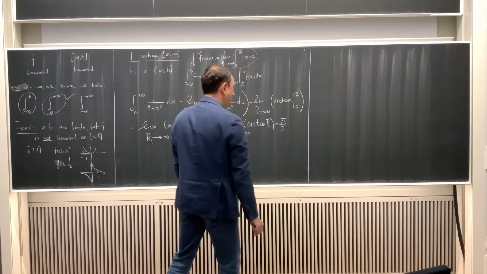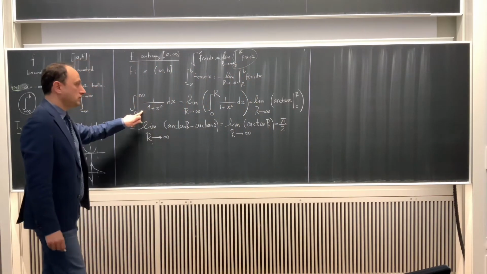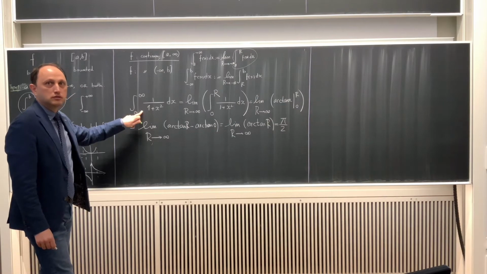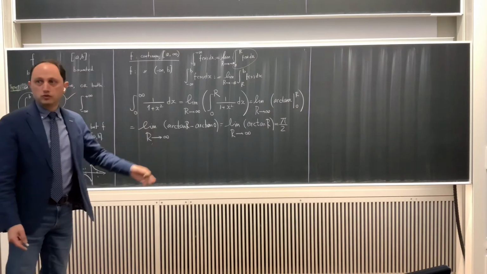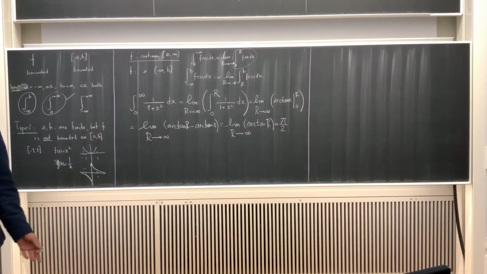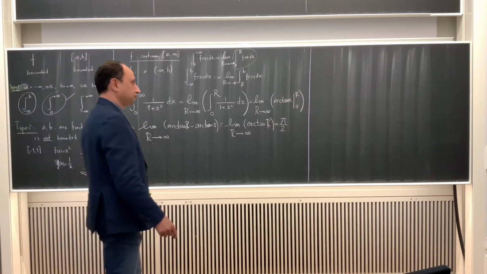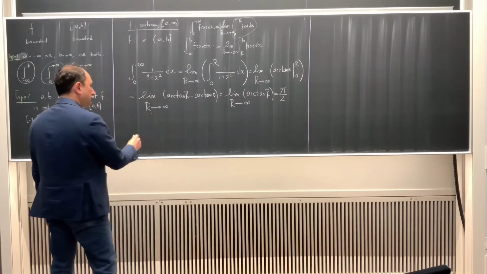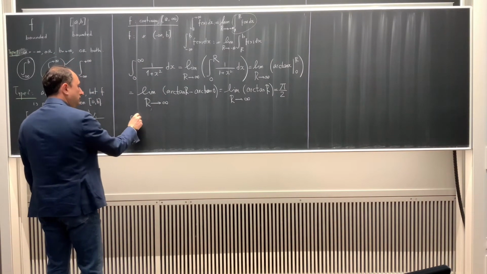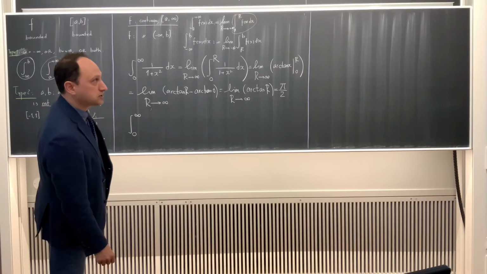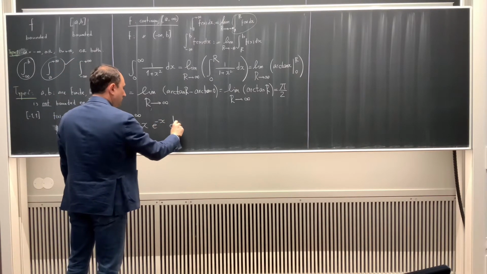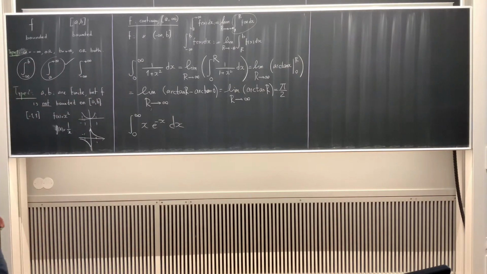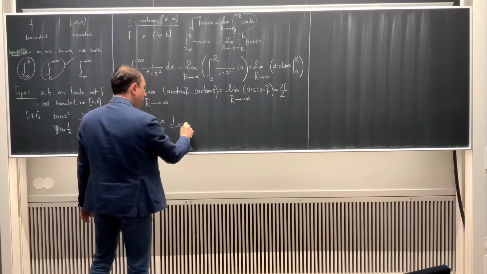So now answer my question. Is this integral convergent or divergent? Convergent. Converges to pi over 2. Yes? So that's one. Let us do the other one. Integral from 0 to infinity, x e to the power of minus x dx. So what's your opinion about this? First of all, you don't need to think.